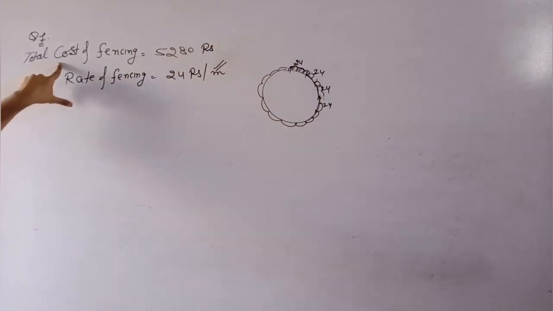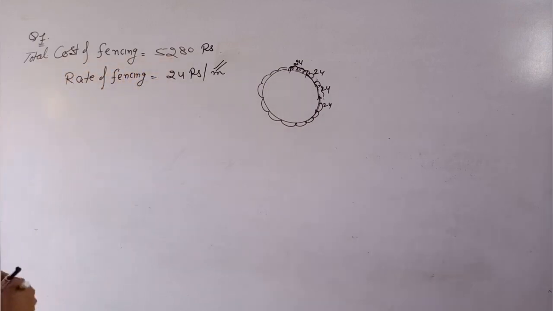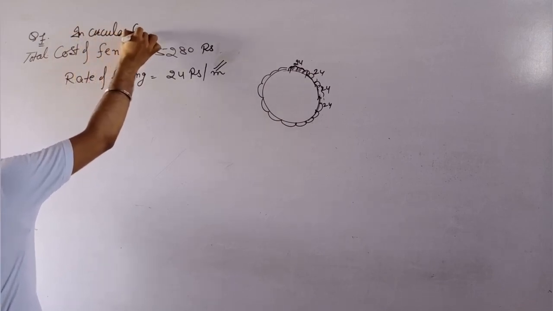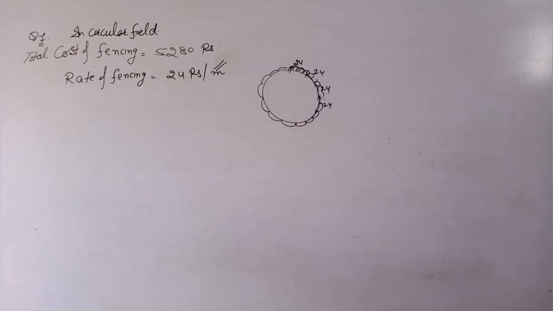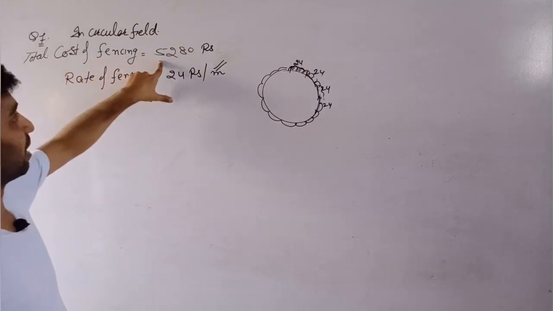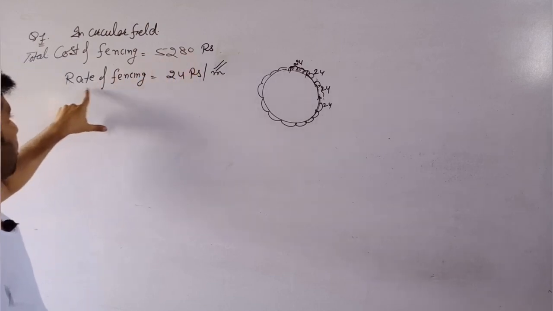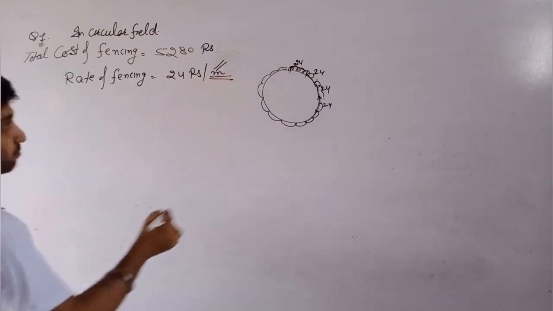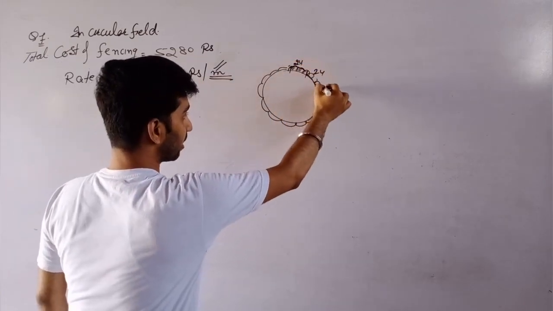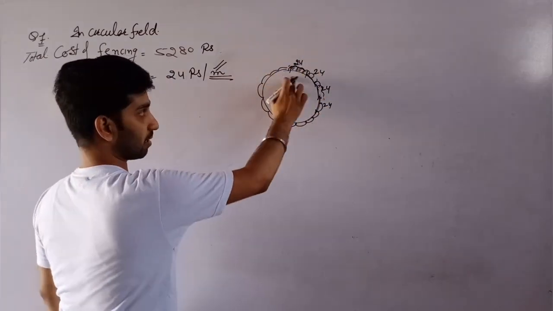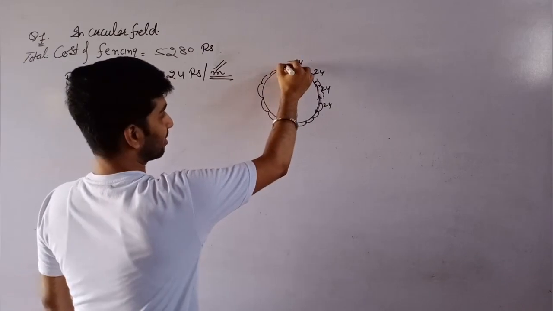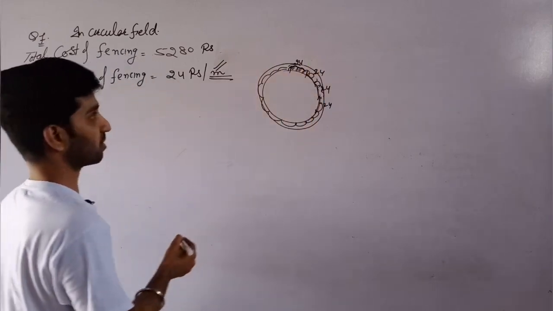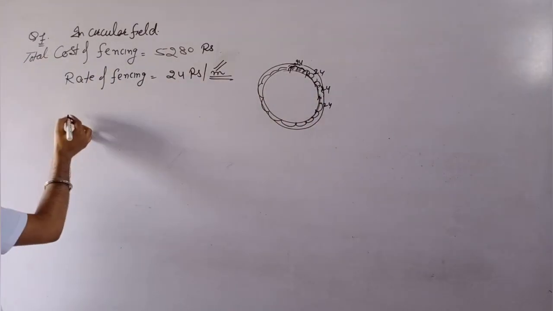It is given in the question that total cost of fencing is 5,280 and given is that it is a circular field, it is the shape circular field. Total cost of fencing is 5,280 rupees and rate of fencing is 24 rupees per meter. Unit is meter. We know that if we do fencing around a circular field, by observing this shape we can say that fencing around is the perimeter of a circle.